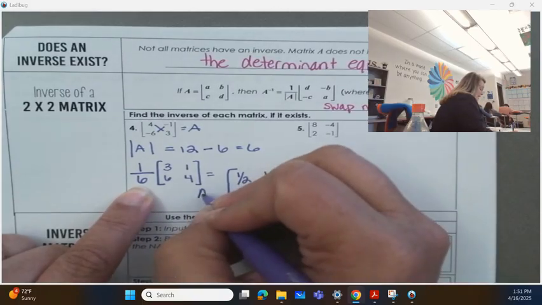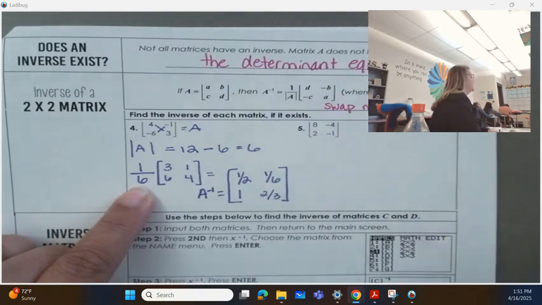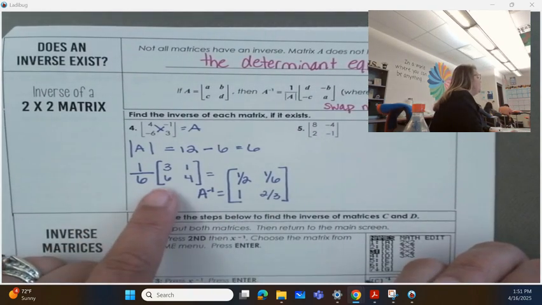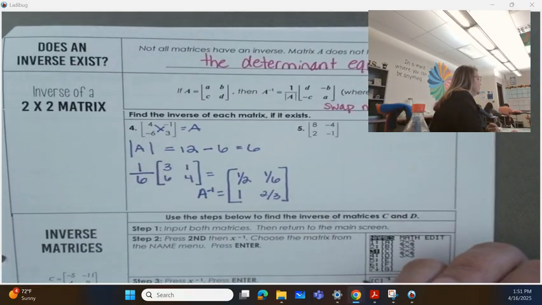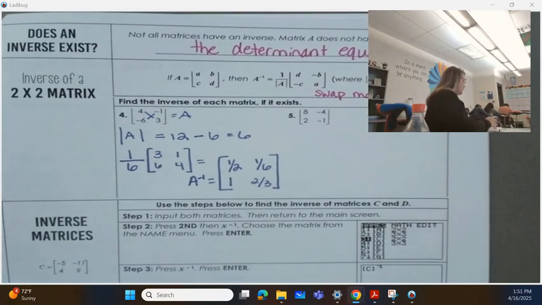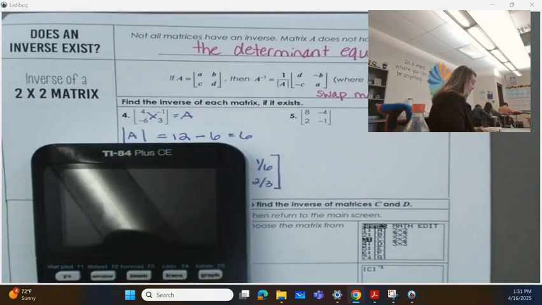This is A to the -1. This is the inverse of A. That's how you find the inverse of a matrix. So do me a favor and enter matrix A either into Desmos or in your graphing calculator.